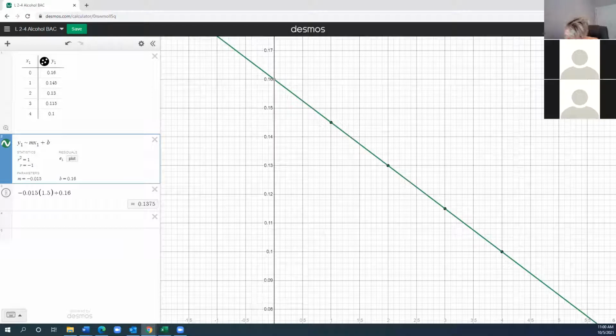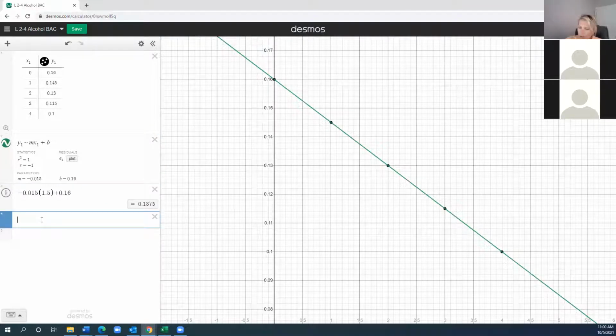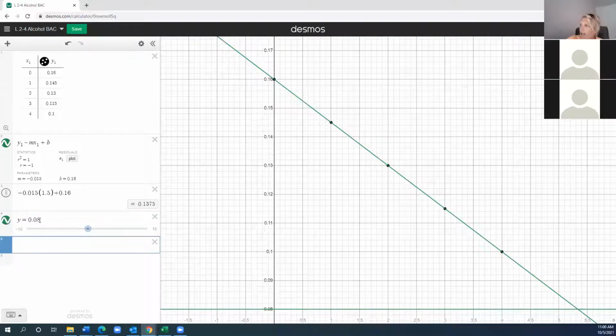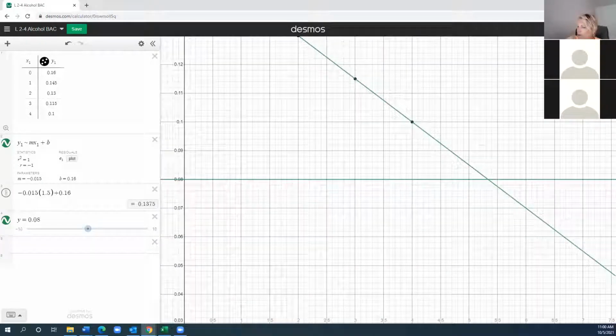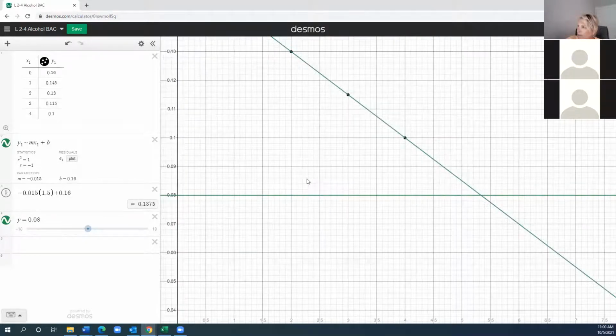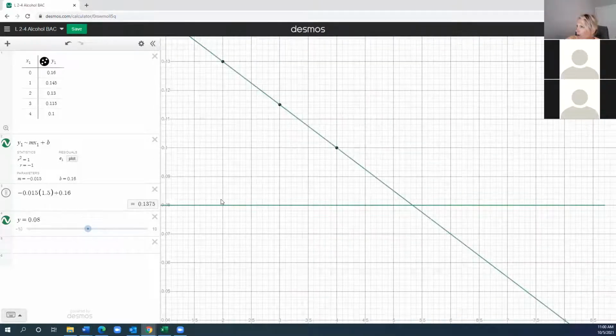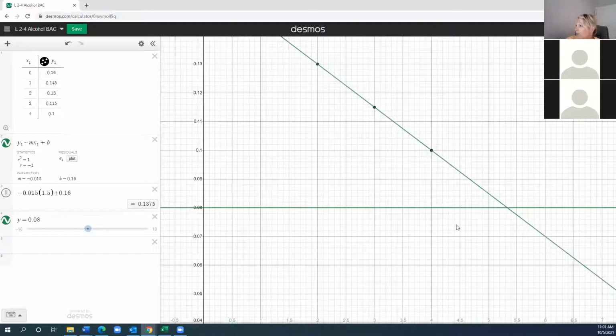Number 10 says, how many hours would it take for his BAC to drop below the legal limit of 0.08? So that's when y is 0.08. It says, set up and solve an inequality to answer the question. So I'm going to show you in Desmos. In Desmos, we want y to equal 0.08. So I'm going to type that line, and then I have to bring up my graph. When you're in the graph, if you press your left mouse key, you can drag your graph wherever you want it, so I can see it better here.